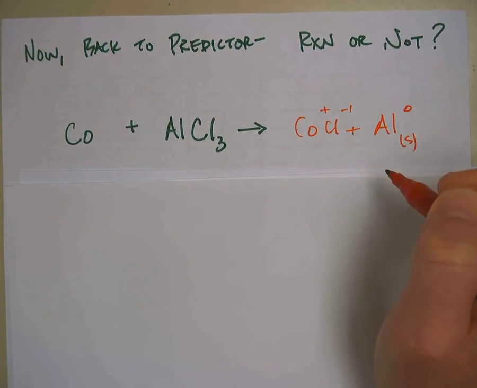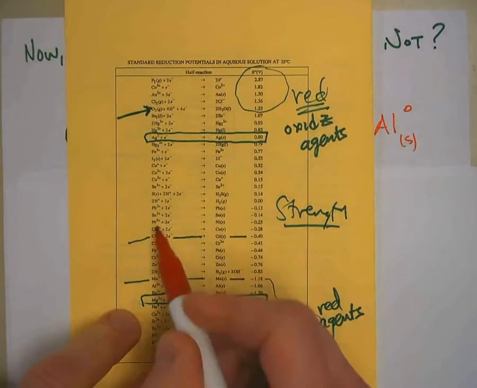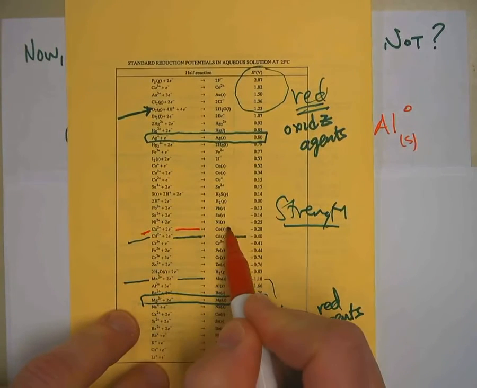Now, let's take a look at cobalt. Let's see if it's on here. Here's cobalt. It's cobalt plus 2 electrons goes to cobalt.